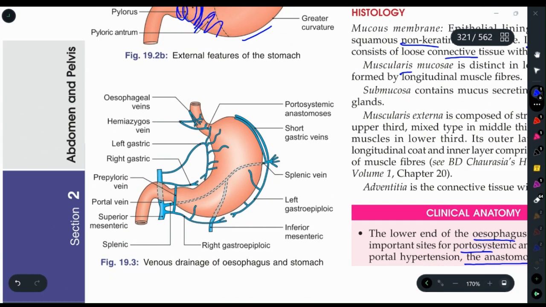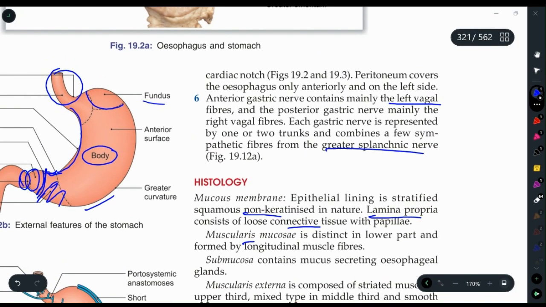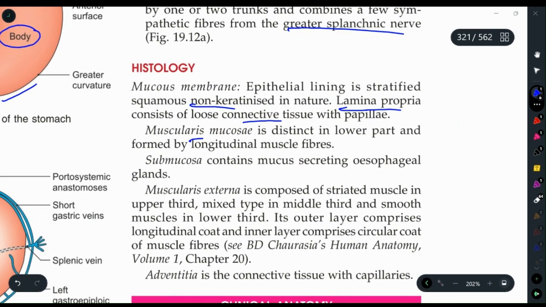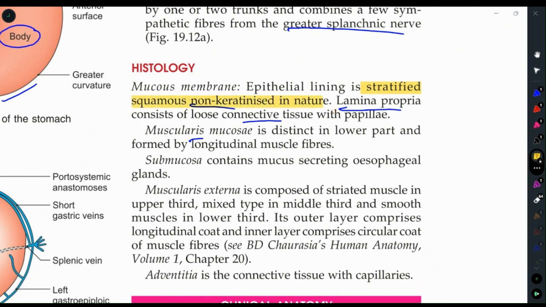Then we need to write the histology, which also comes as an option in it. Then the histology: the mucous membrane epithelial lining is of stratified squamous non-keratinized epithelium. Then lamina propria consists of connective tissue with papillae.